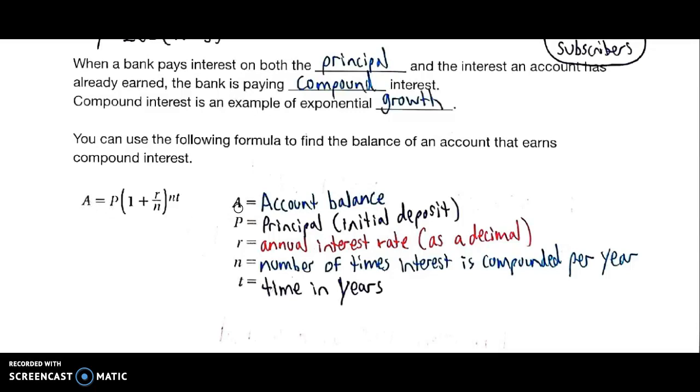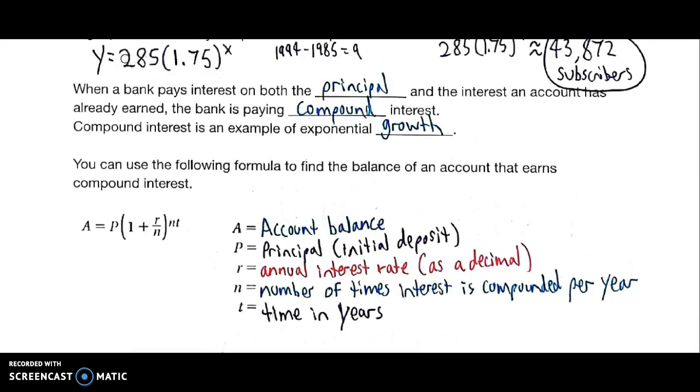So capital A, I'm going to refer to that as the account balance, so that's how much we have in our account. Capital P is the principal. Again, that just means the initial deposit, the money that you start with. And notice the connection to the exponential function. Initial deposit comes in front, just like our first value, 285, that came before the parentheses. So always going to start with our starting value outside our parentheses.